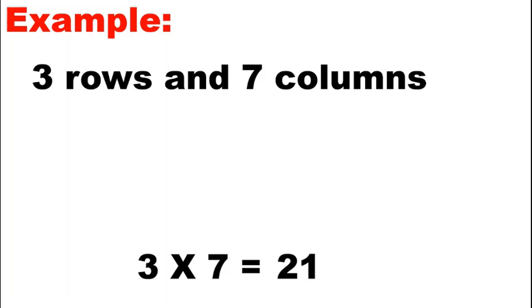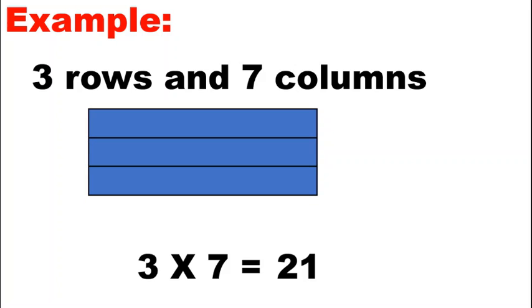So let's start with an example. We have here 3 rows and 7 columns. The first thing we need to do is to draw 3 rows and cut the 3 rows into 7 columns. 1, 2, 3, 4, 5, 6, and 7. Can you find the total number of squares? That's right, we have 21 total squares. So we can write the following as 3 times 7 is equal to 21.